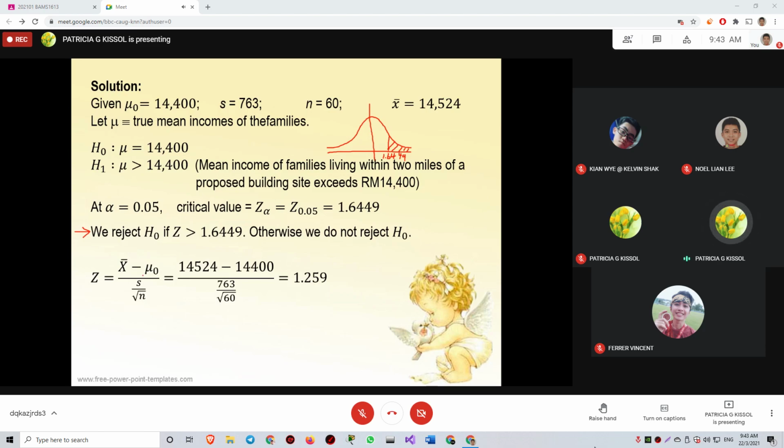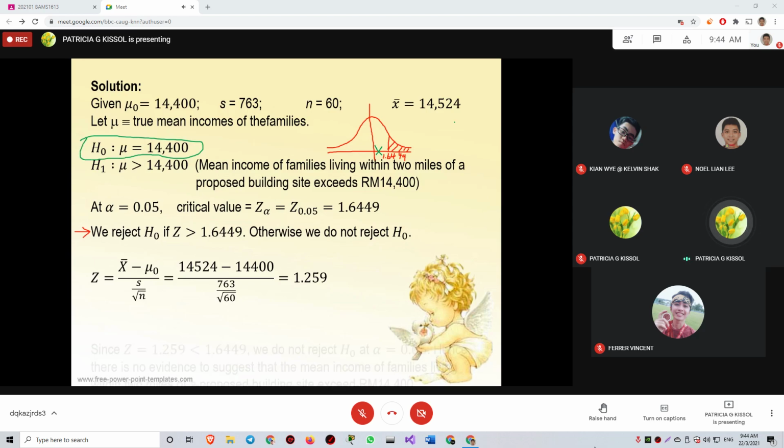And when you calculate it, you get 1.259, which is here. It is on that particular area. It is not in the rejection region, so we do not reject the null hypothesis. So that means the null hypothesis here is true. We do not reject it.